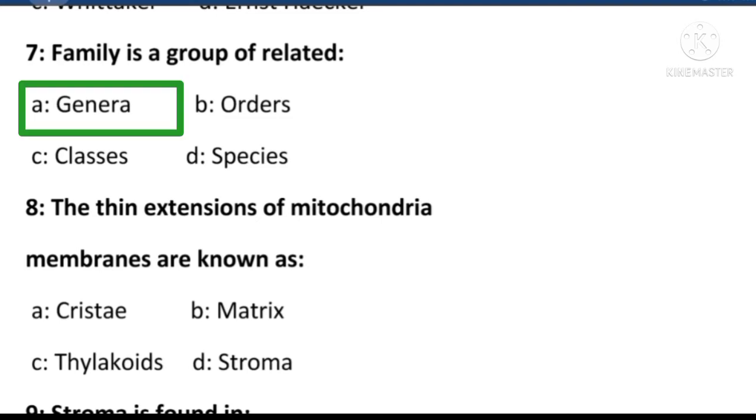And next question is, family is a group of related genera, orders, classes or species. And answer is A, genera. Family is a group of related genera. A is correct option.